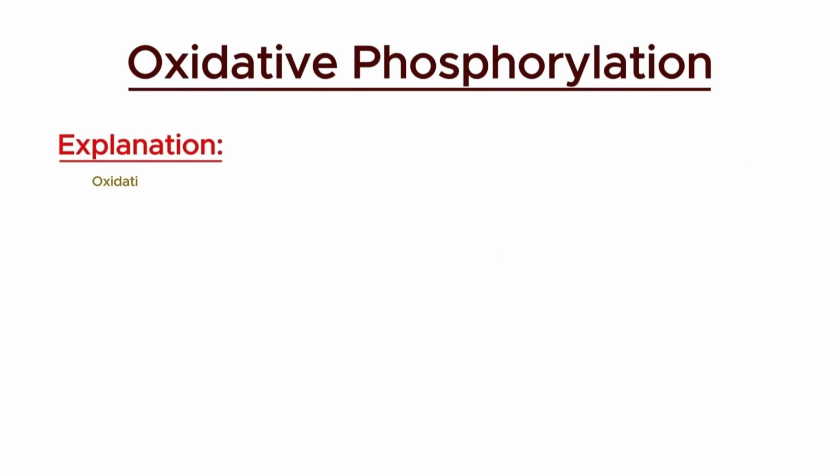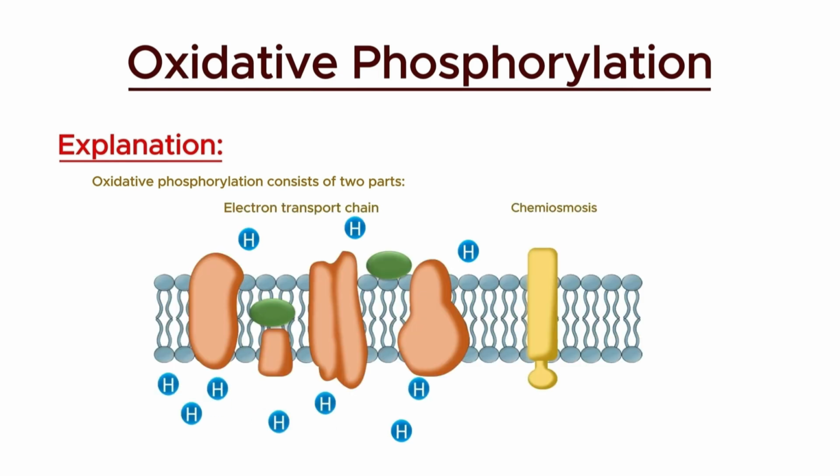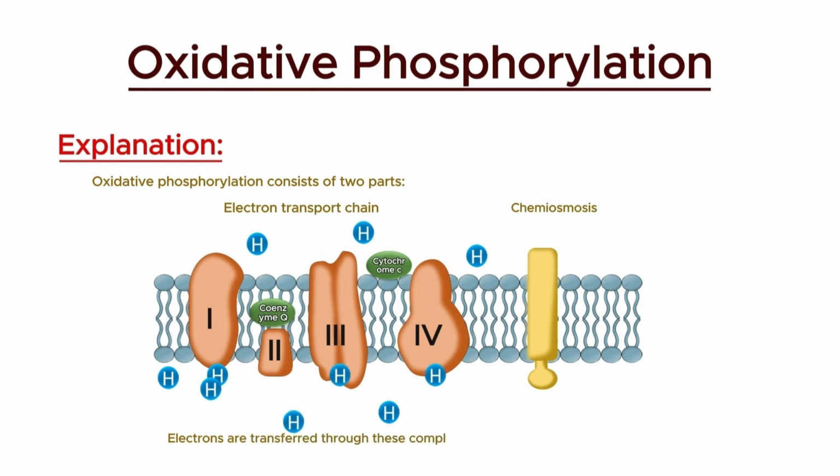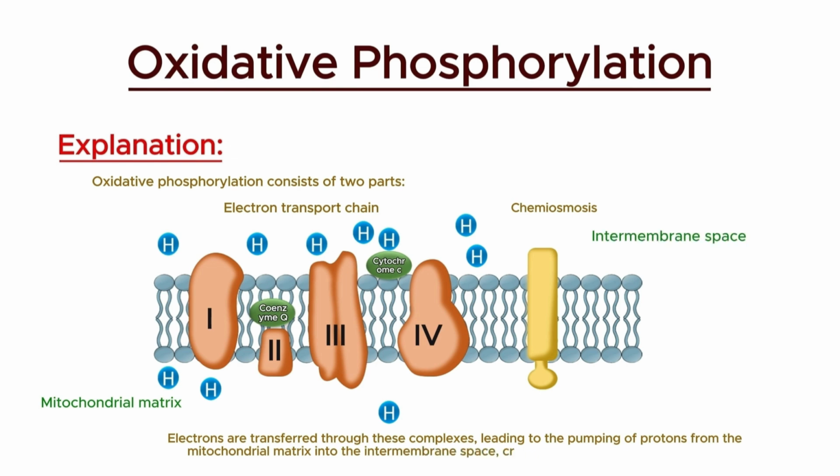So, as I mentioned earlier, oxidative phosphorylation consists of 2 parts, the electron transport chain and chemiosmosis. The electron transport chain creates a proton gradient, and chemiosmosis uses this gradient to synthesize ATP. The electron transport chain consists of 4 main protein complexes and 2 mobile carriers, ubiquinone, also known as coenzyme Q, and cytochrome C. Electrons are transferred through these complexes, leading to the pumping of protons from the mitochondrial matrix into the intermembrane space, creating an electrochemical gradient.